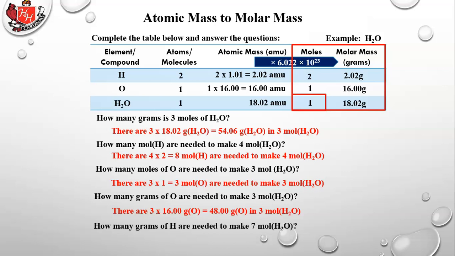How many grams of hydrogen are needed to make 7 moles of H2O? So to make 1 mole of H2O, you need 2.02 grams of hydrogen. So if you want 7 times that many moles of H2O, you need 7 times 2.02, which equals 14.14 grams of hydrogen needed to make 7 moles of H2O.